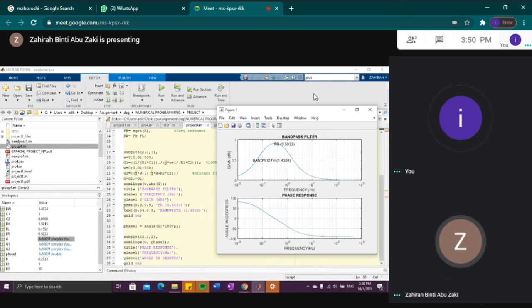So with the text function here, I want to display the value for frequency resonance and bandwidth. Okay, next is phase 1. This is the formula that I use. So this is the graph for the phase response.